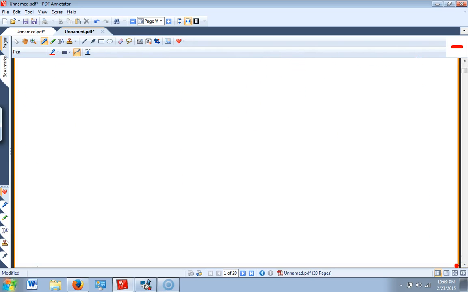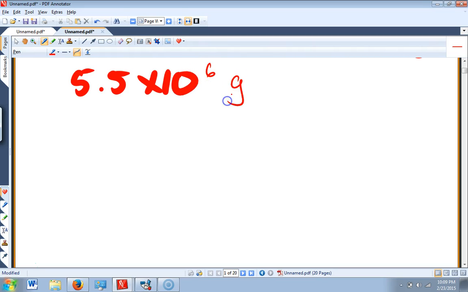Now let's talk about going from scientific notation into standard form. According to your textbook, the weight of an Asian elephant is 5.5 times 10 to the 6th grams. Now that means absolutely nothing to me, because when I like to think about the weight of elephants, I like to think about it with all of their zeros in place. So let's put the zeros back in place.